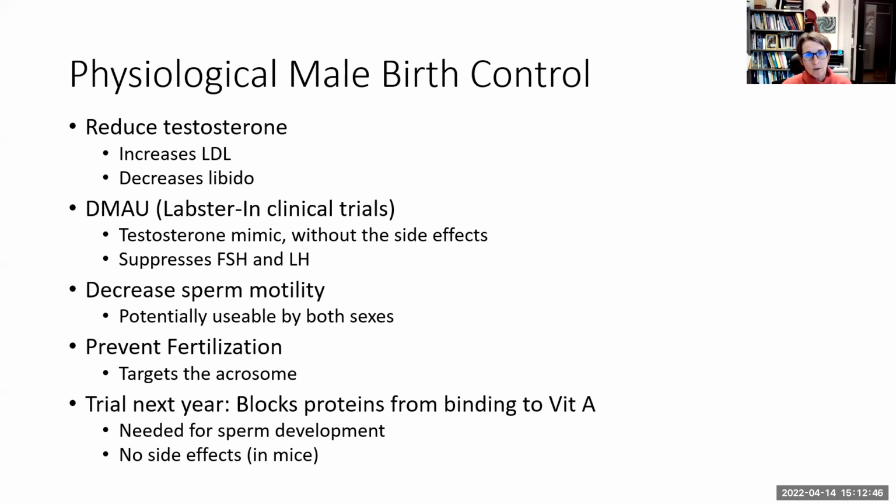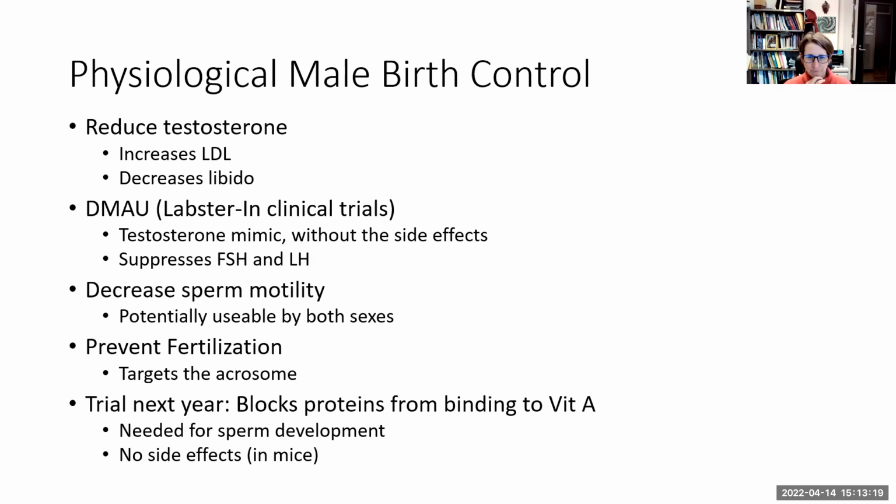There are also other labs looking at trying to decrease sperm motility, which would have a more immediate effect. It's thought that this could potentially be used by both sexes, whether the sperm are developing in the males or inside the female reproductive system. If you had that pill available, you could stop the sperm from swimming and then you would prevent pregnancy.